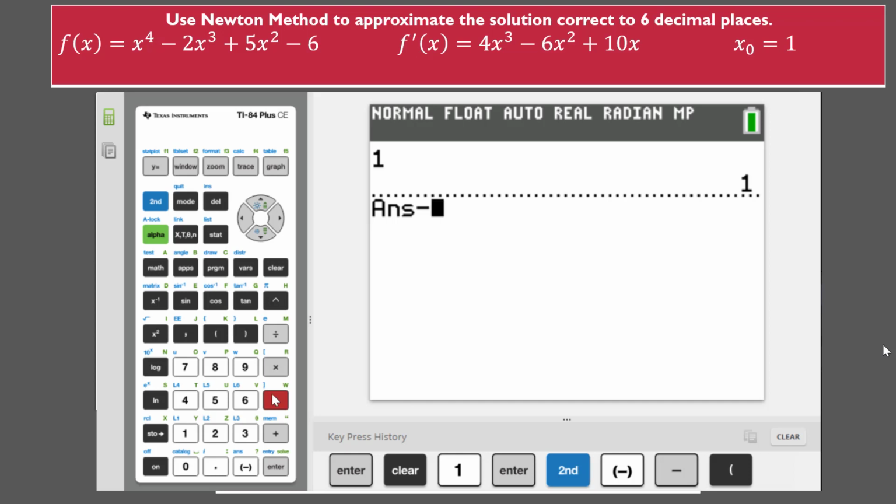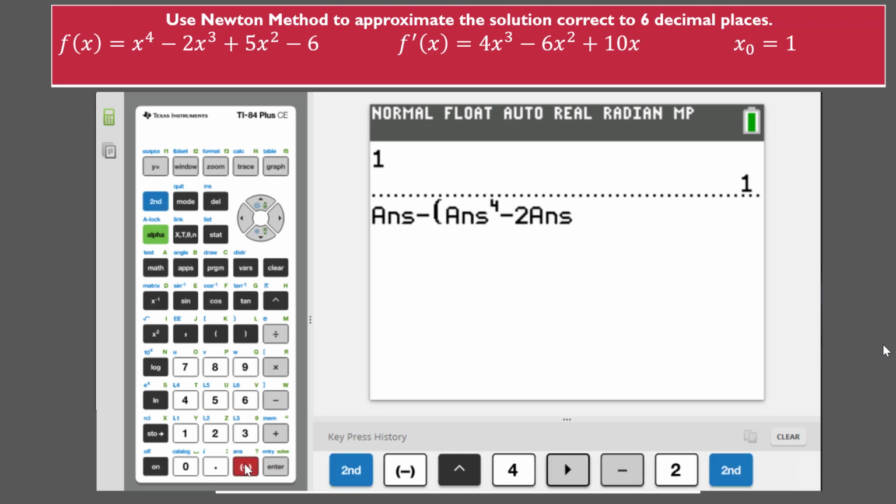So I have subtract and I open a parenthesis. In this parenthesis, I'm going to enter the f function at ans. The function is x to the 4, so here I'm going to enter answer to the 4. So second ans to the 4. And then subtract 2 times second ans cube. Hold up, I think we have to time here. Times second ans cube.